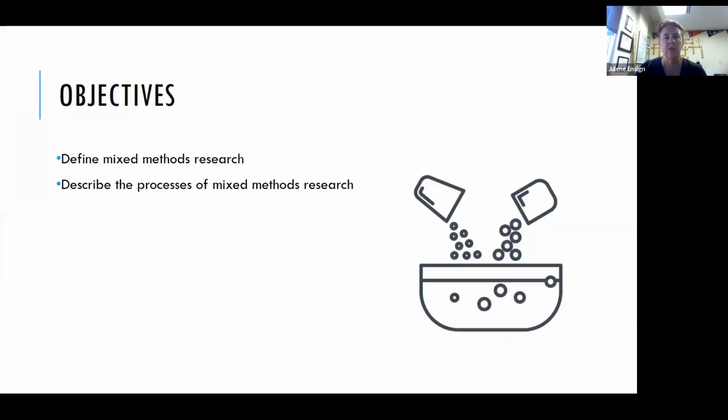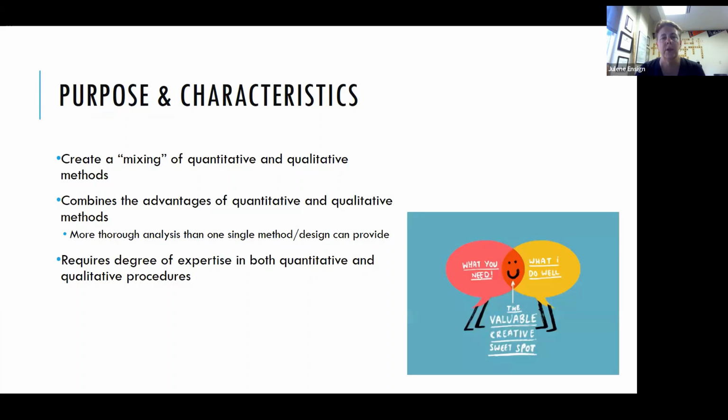So let's dive in. Here's your objectives for this chapter. We're going to define what mixed methods research is, and then we're going to describe the processes of mixed methods research. So purpose and some characteristics. It creates a mixing of both quantitative and qualitative methods.